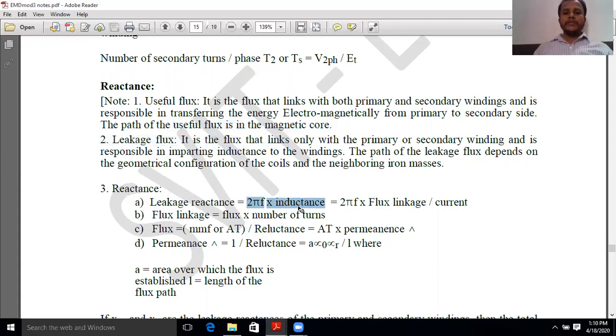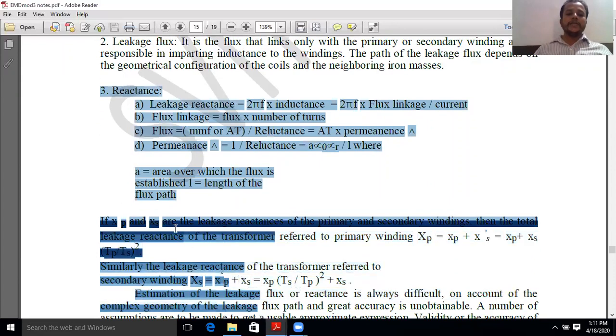inductance, that is 2 pi f L. Inductance will be given by flux linkage divided by current. Again, the flux linkage is flux into number of turns, and the flux is mmf or AT divided by reluctance, and the permeance will be 1 divided by reluctance. Now, the area A is the area over which the flux is established, and L is the length of flux path. These are the basic assumptions we need to consider.